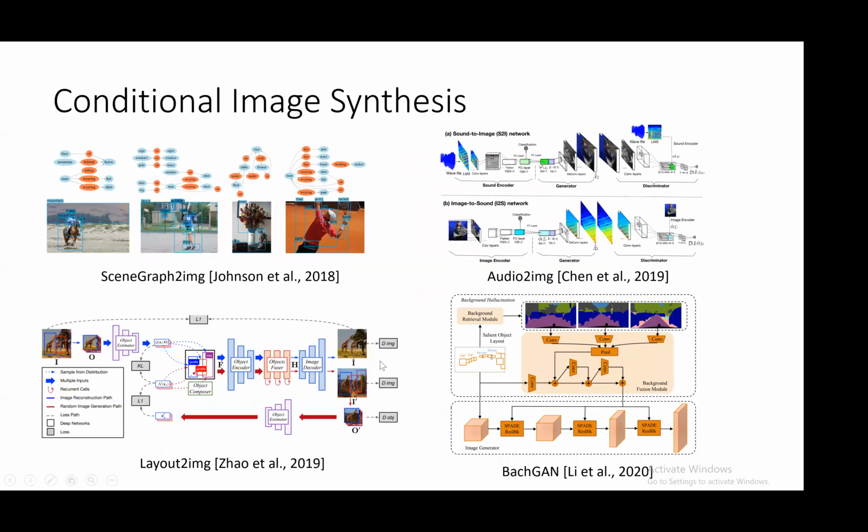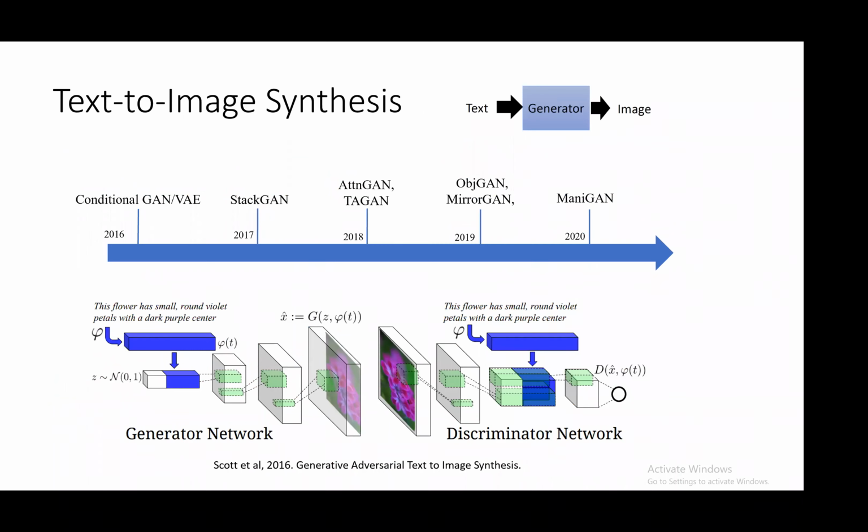Then the other works for conditional image generation use different sources, like image generation from scene graphs, image generation from audio and speech in 2019, and also recently people are more interested in image generation from object layout or salient objects. After seeing these examples, a natural question is, can we do image synthesis or generation from text descriptions?